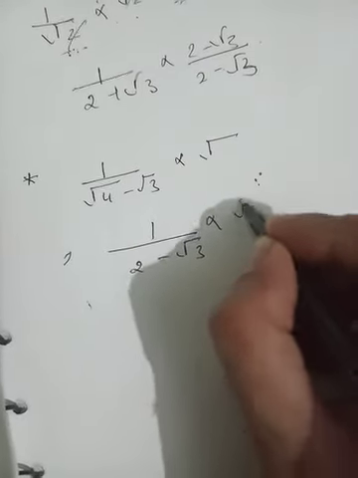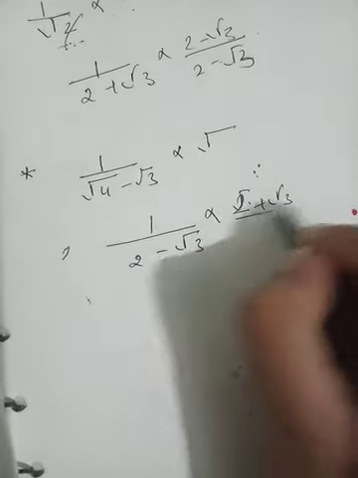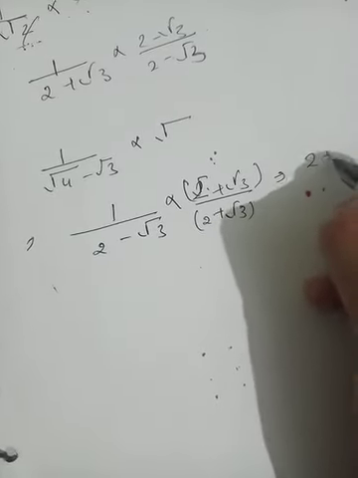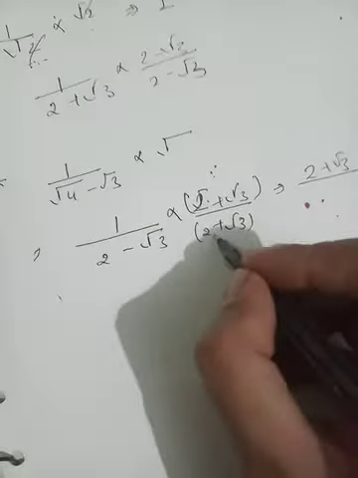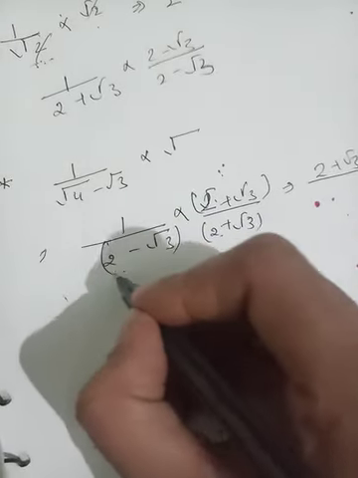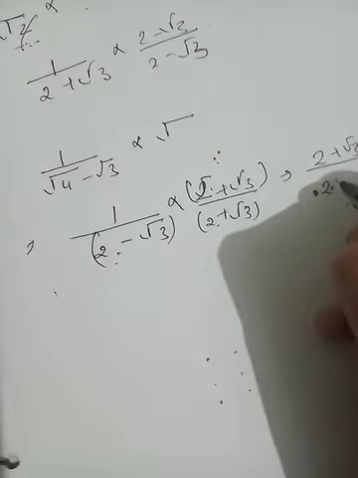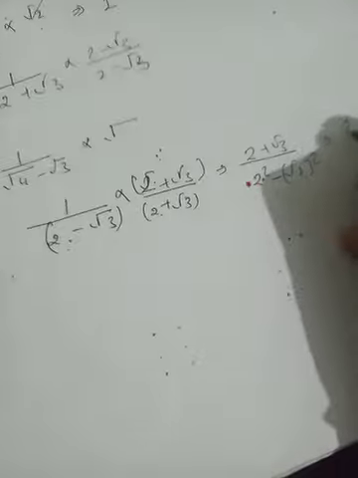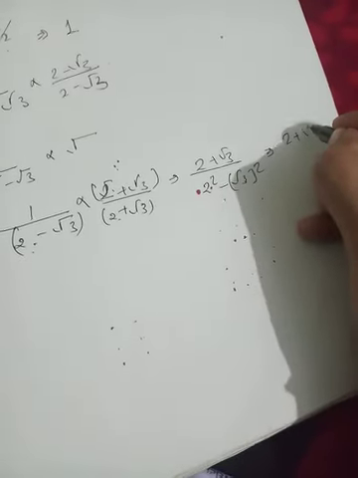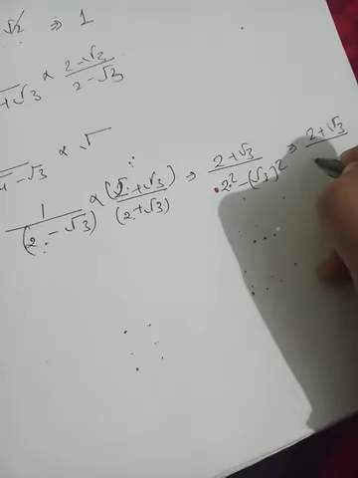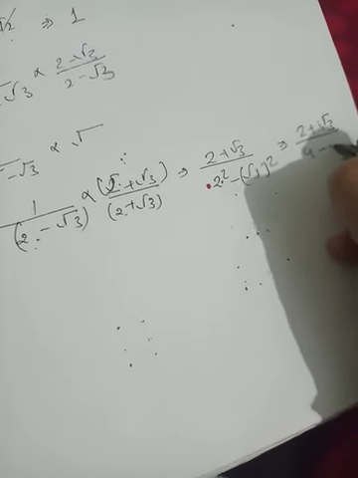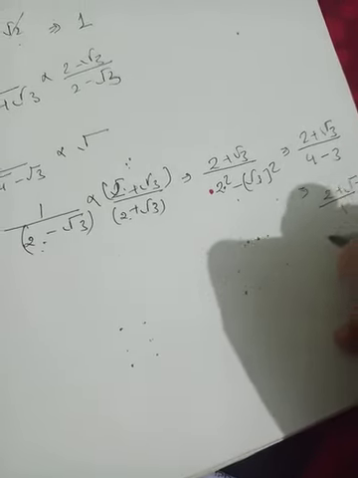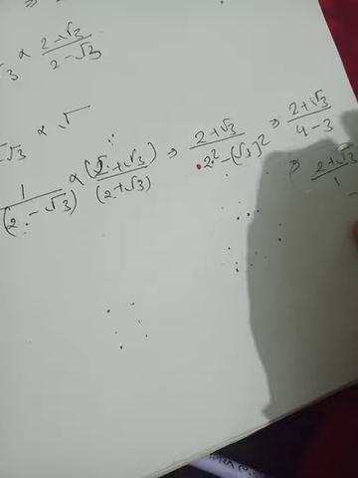So we have to multiply 2 plus root of 3 in both numerator and denominator. Then we get 2 plus root of 3 upon 2 square minus root of 3 square, using the formula a minus b, a plus b, that is a square minus b square. So we get 2 plus root of 3 upon 4 minus 3, that is 1. So 2 plus root 3 is your answer.